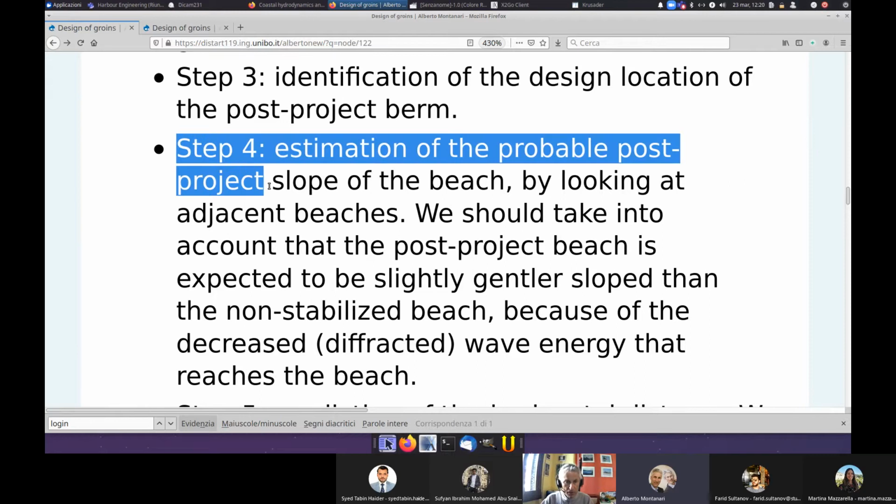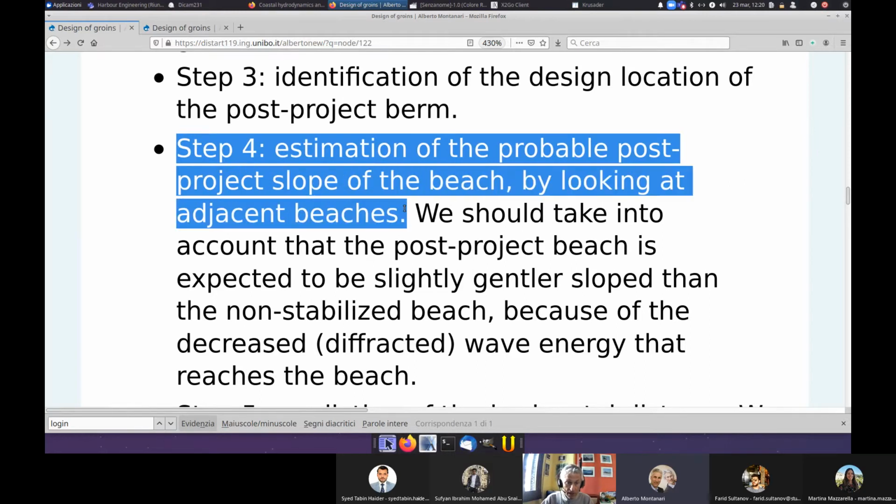Okay. Step 4, estimation of the post-project slope of the beach by looking at adjacent beaches. This is what I suggested to you. Look at what happens in the neighbors. And we should take into account that after an intervention, you will probably get a gentler slope, a reduced slope of the beach, because you have a reduced wave energy reaching the beach. And of course, the higher the energy of the waves, the higher the slope of the beach.